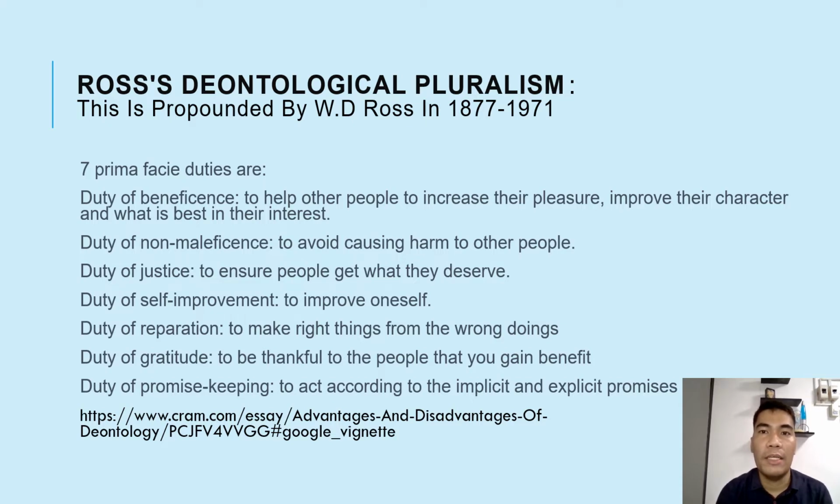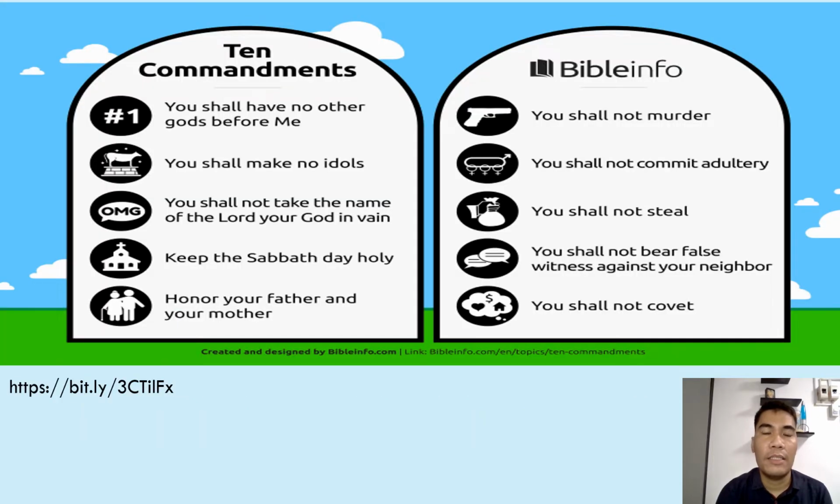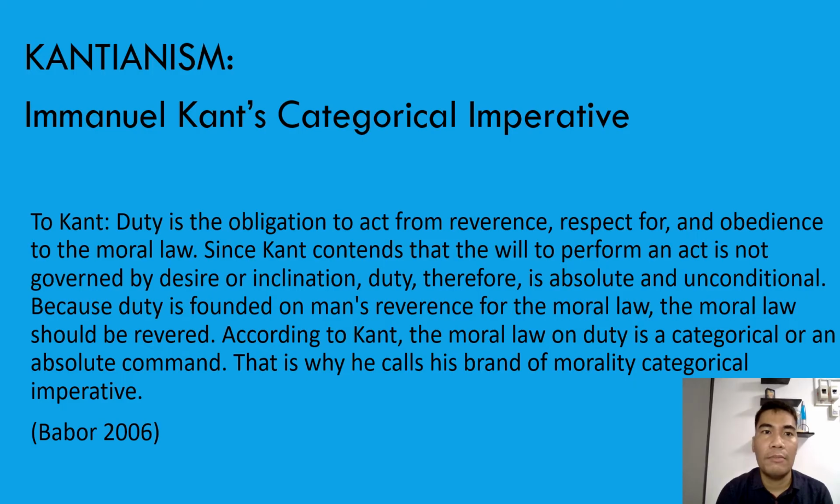So that is one of the examples of deontological ethics. Another is the divine command theory. This is famous, the 10 Commandments. You're familiar with this, or from the Quran or from other sacred texts. But the focus we have in deontology is the deontology of Kantianism, which is Immanuel Kant's categorical imperative.